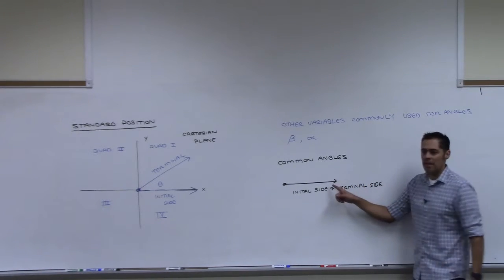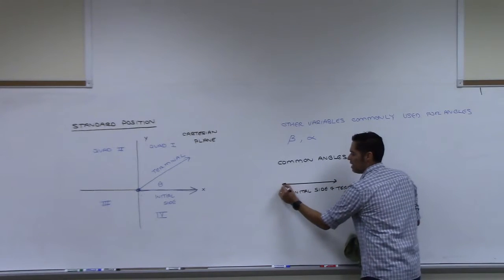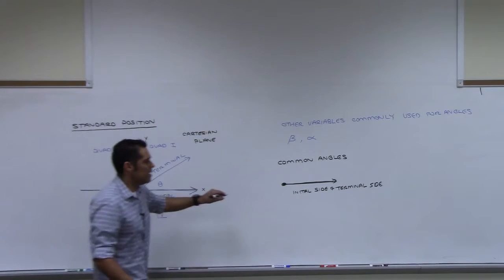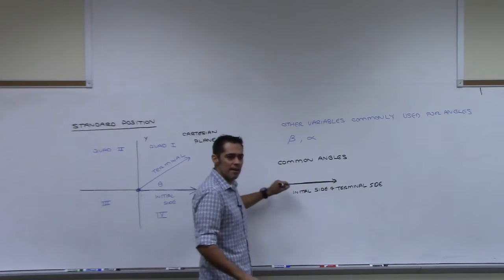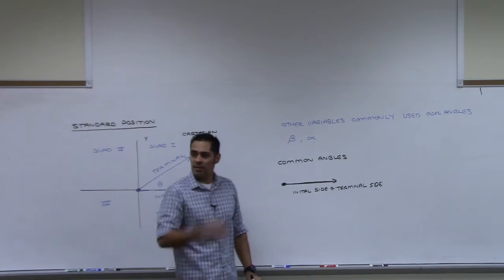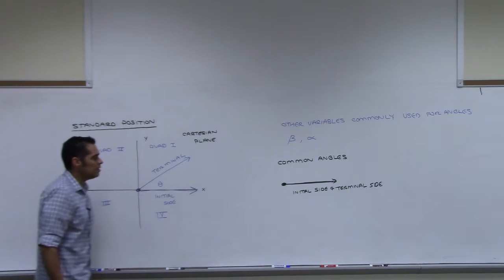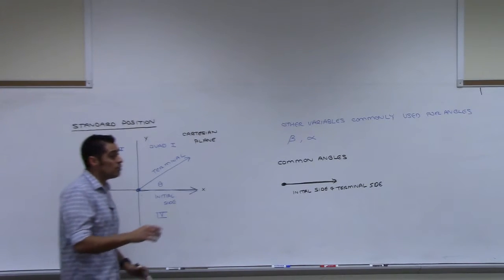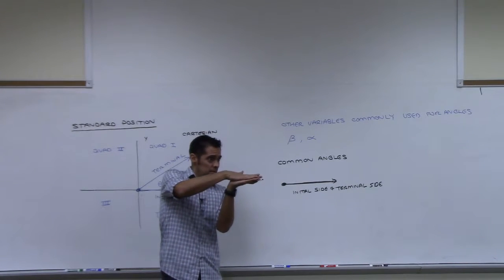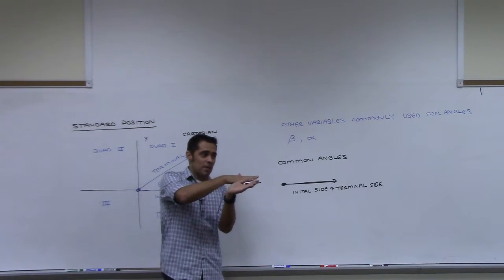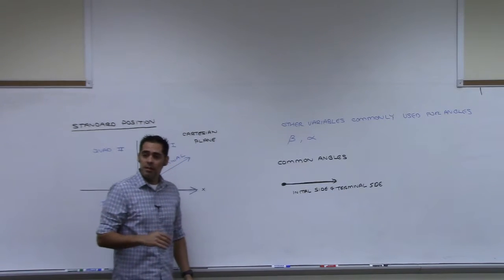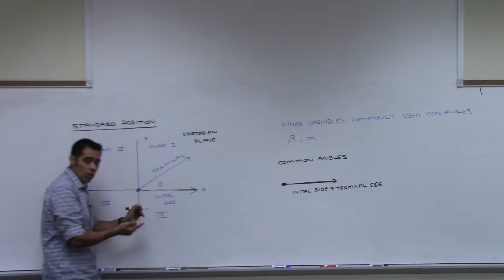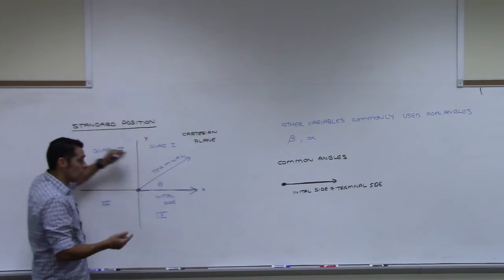If our initial side is actually the same as our terminal side. So I came in here with a ray, I drew the initial side, and then I came in here with another ray and I drew the terminal side, and it's right on top of it. Then what can you tell me about that angle? They're on top of each other. So that means the angle either has no measurement, or I've gone all the way around, right?